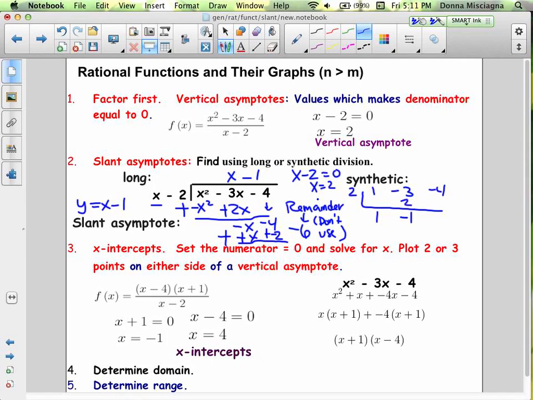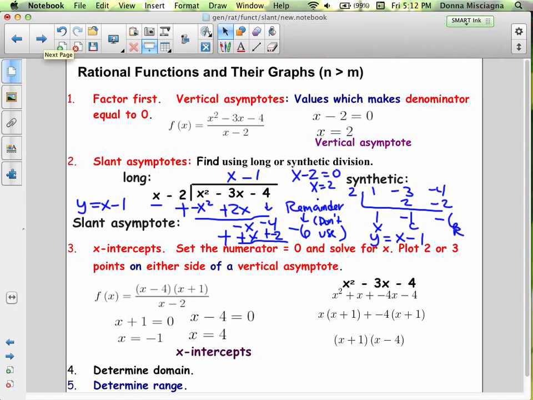We add, we get negative 1. Negative 1 times 2 is negative 2. We add, we get negative 6. Notice it's the exact same value. This is your remainder. You don't care about it. This is the constant, and this is the x. So this equation is y equals x minus 1. So either way, that is our slant asymptote.